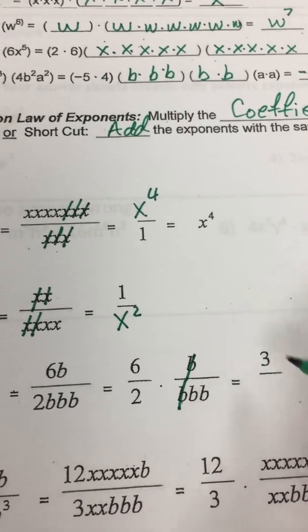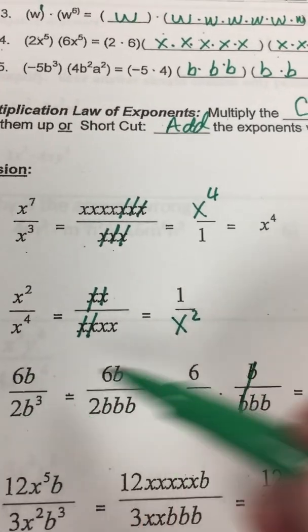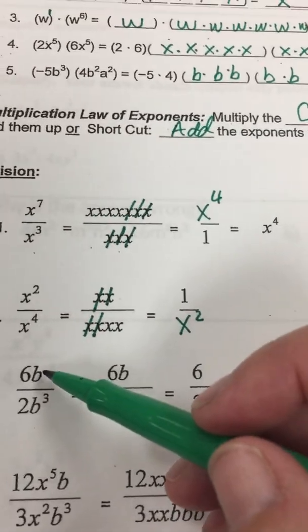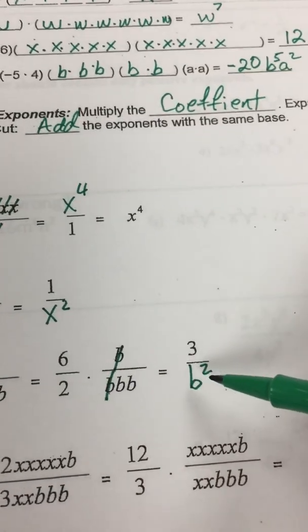How many are left over? 2, and they are on bottom. B squared. So back to the original one, 6 divided by 2 was your 3. 1b on top, 3 b's on bottom. One of these cancels one of those, so you're left with 2 on bottom, and there's my b squared on bottom.